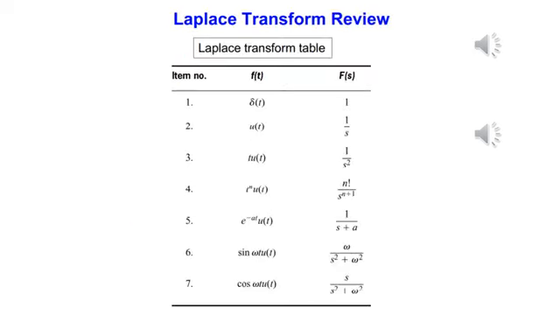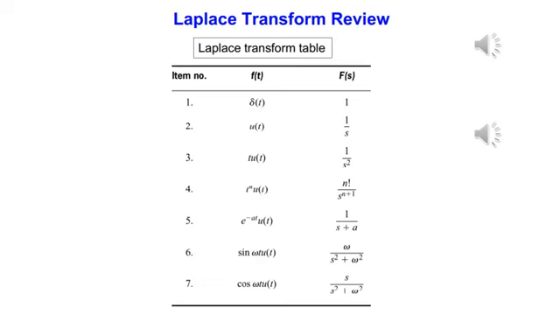So here we have a Laplace transform review, and we are talking about Laplace transform tables. A few of the common Laplace transforms are presented here. Item number 1 is delta t. This is the most common type of input, as I said earlier. U of t is another input.